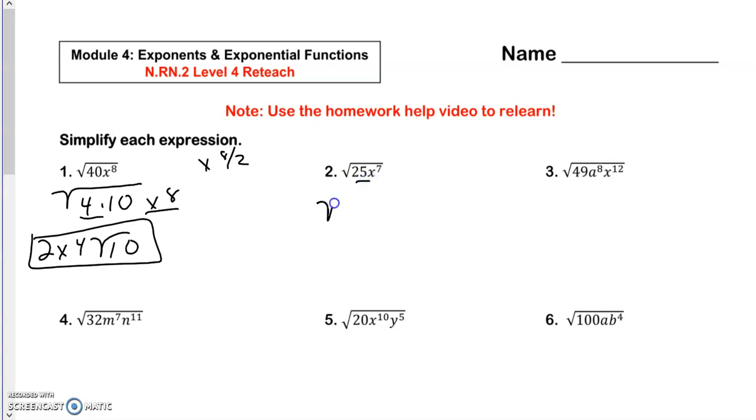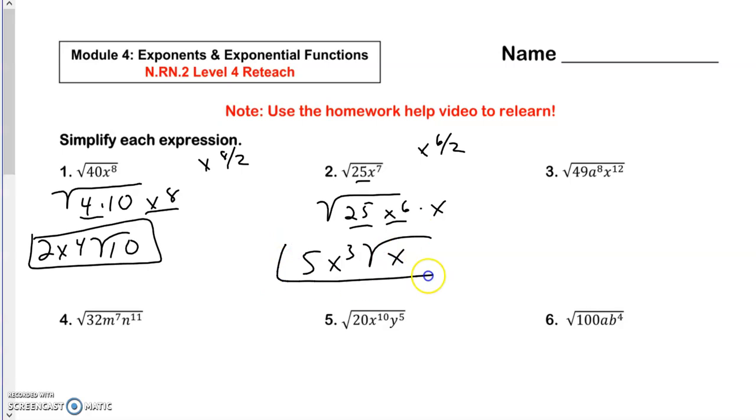Taking a look at this, 25 is perfect. I already know that, but now that x to the 7th isn't, I need to break that down. I got to find the biggest even number, which is x to the 6th and x. So I'm going to underline the 25. Square root of 25 is 5. 6 divided by 2 is 3, because that's really what I'm doing in my head. And then I'm just going to leave what's not perfect underneath the radical.